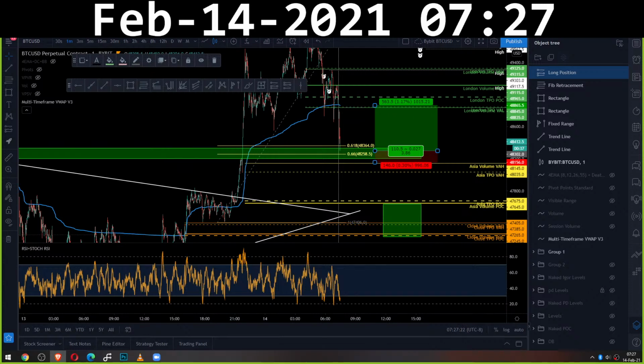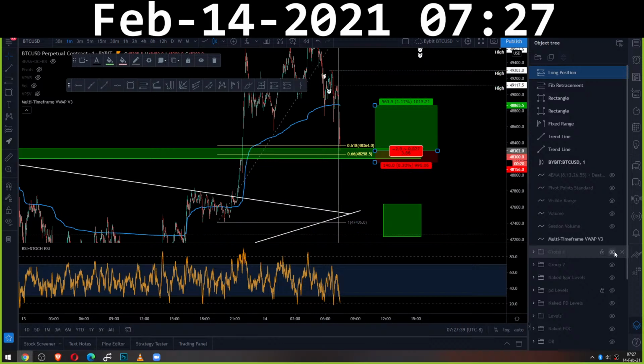There's too much going on. I can't really concentrate. It's too difficult. So now, let's see. Yeah, I'm underwater on my scalp, 48247. But I literally just got filled on my swing because my scalp idea did not play out at all. I wanted the swing failure pattern.